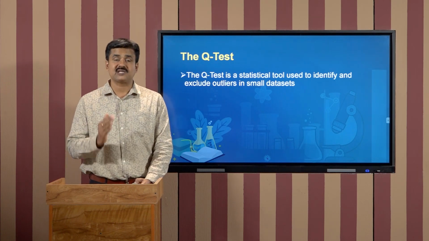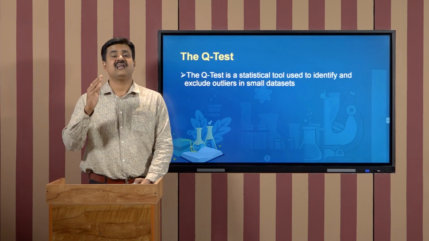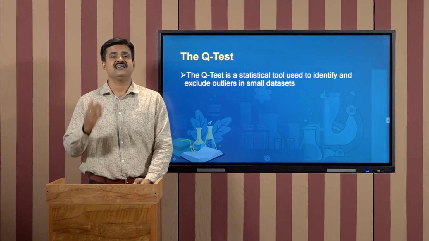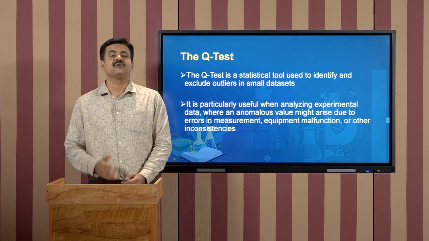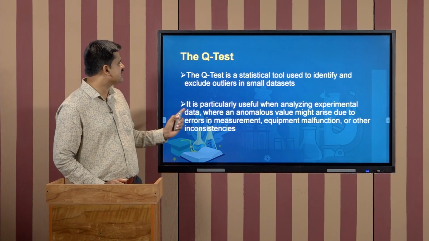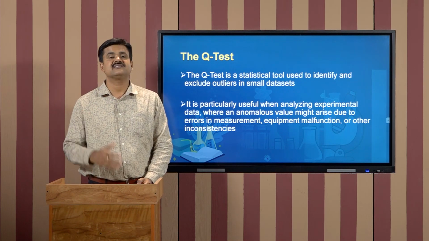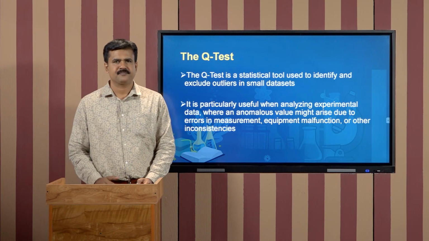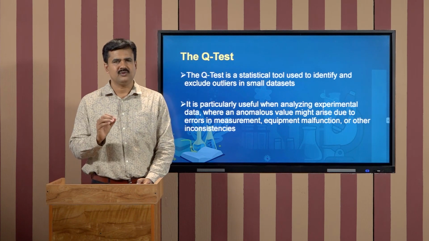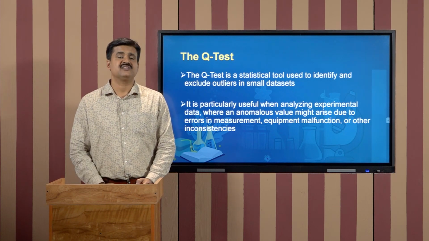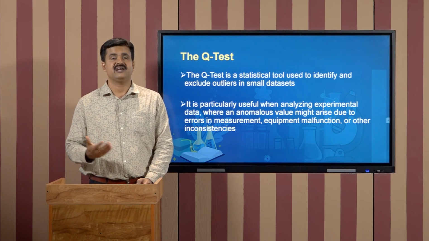So, the Q-test is a statistical tool used to identify and exclude outliers in a given set of measurements. It is particularly useful when analyzing experimental data where an anomalous value might arise due to errors in measurement, equipment malfunction or other inconsistencies. So, the supreme aim of the Q-test is to locate and exclude the outliers in a given set of data.